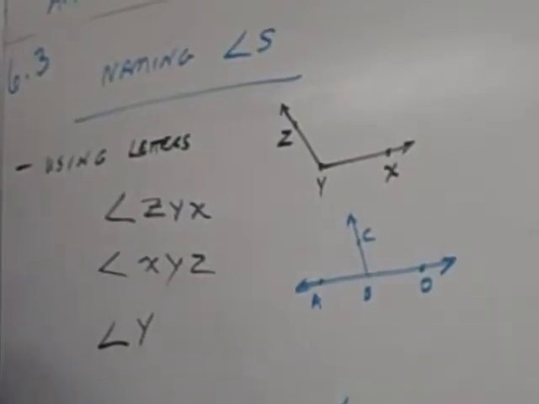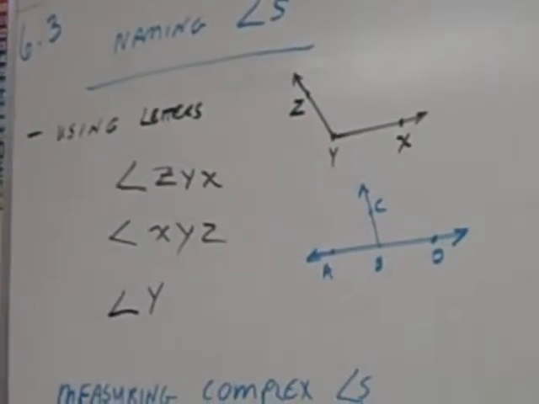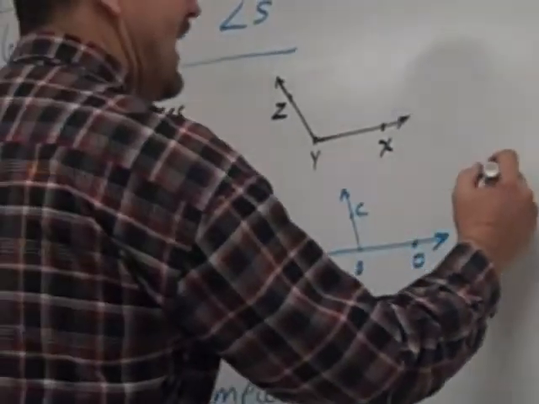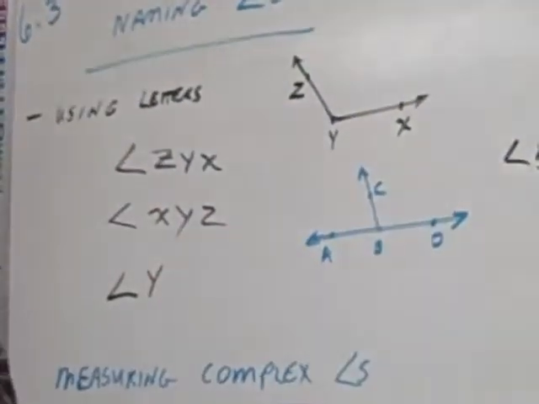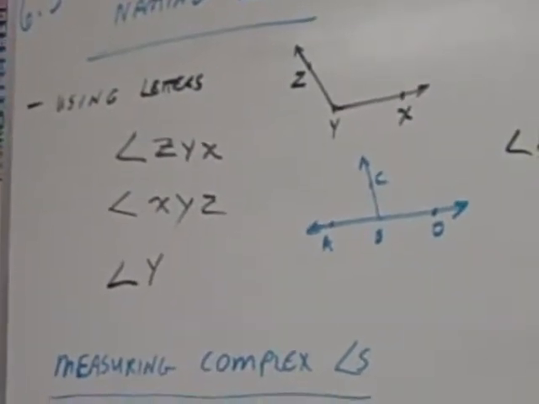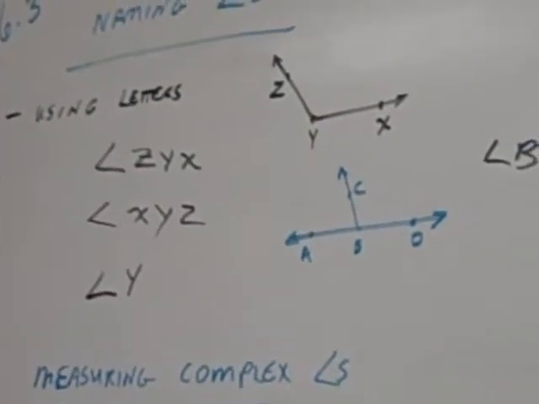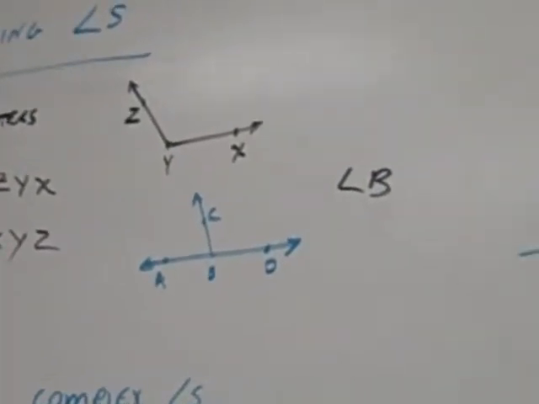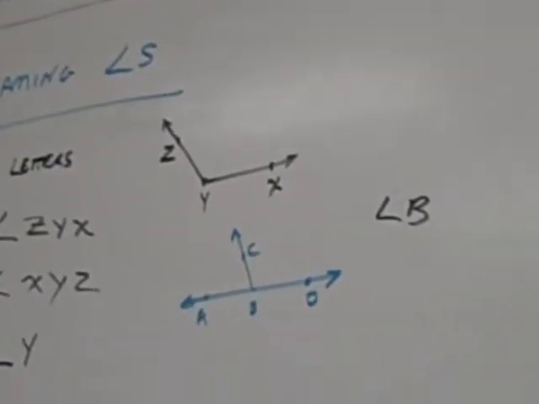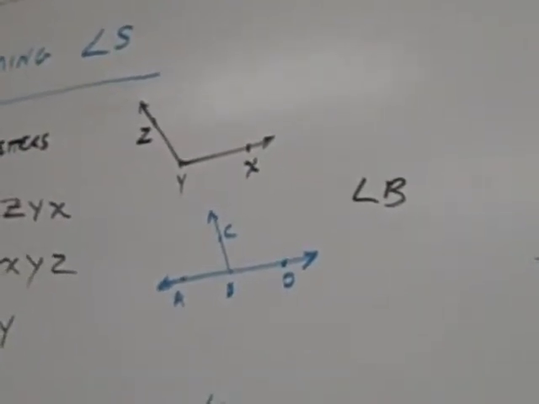So, can I name one of those angles just angle B? If I say look at angle B, would you know which of those three I was talking about? No, because B is all three of their vertex. I said, can you name one of them angle B? No, you can't. So if you're going to name those angles, you have to use all three letters.